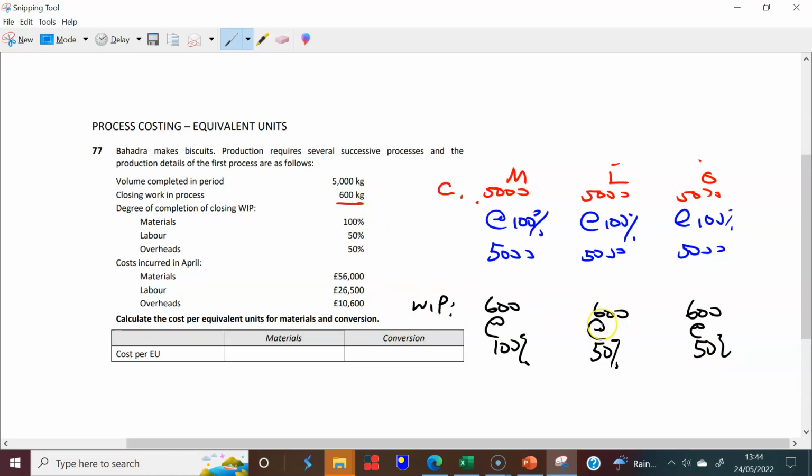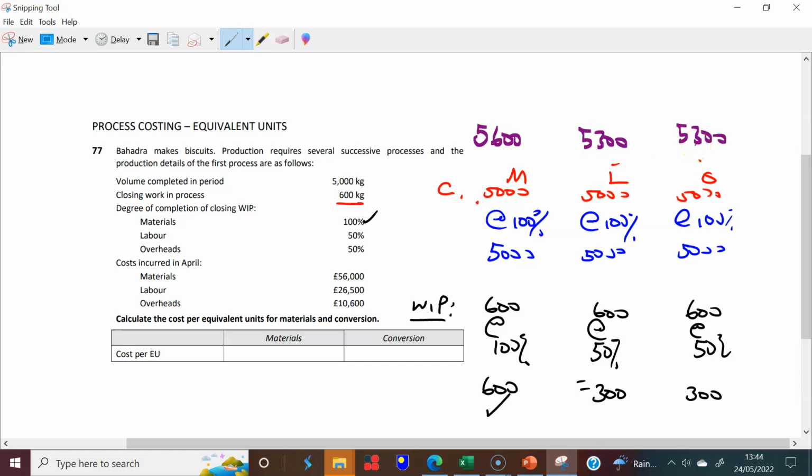So the argument becomes, what is the equivalent units of these 600? If you have 600 units that are halfway complete, that's the same thing as saying they are 300 full units. The same thing here, 300 full units. And here, of course, you have 600 full units. So my work in progress is 600 units complete for materials, 300 complete for labor and 300 complete for overheads. Adding this together, my materials are 5,600 units complete, 5,300 units complete for labor, and 5,300 units complete for overheads.